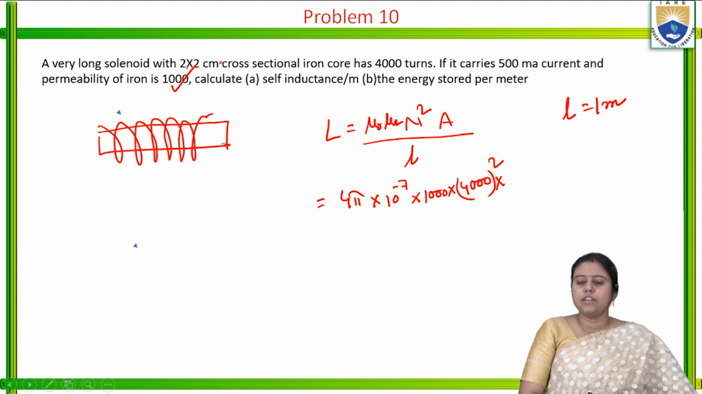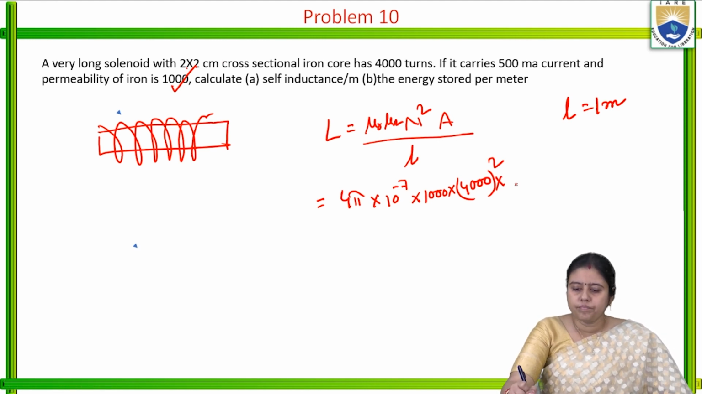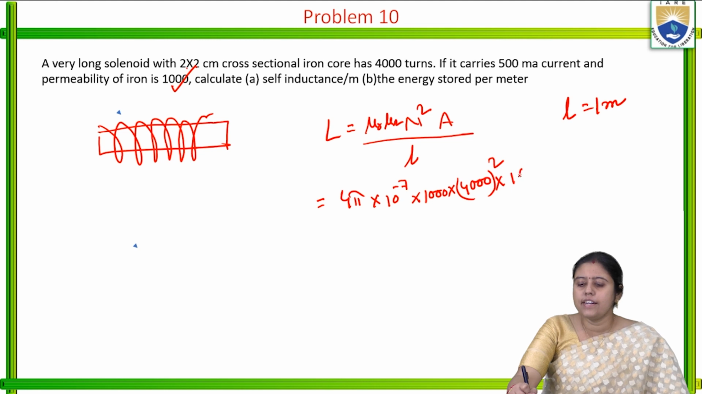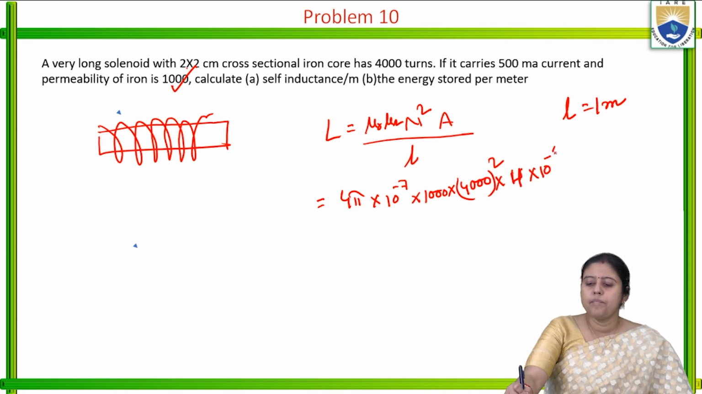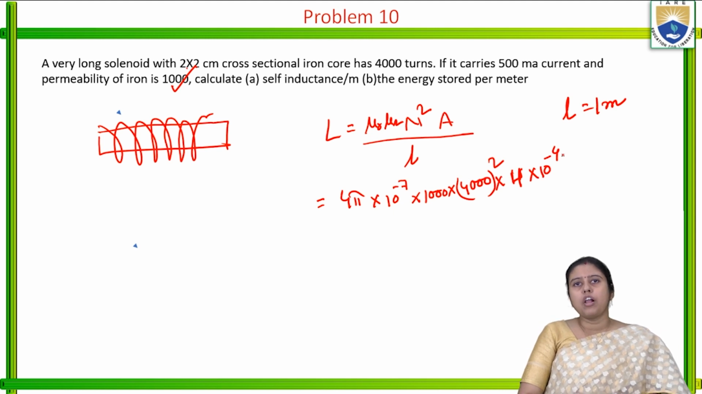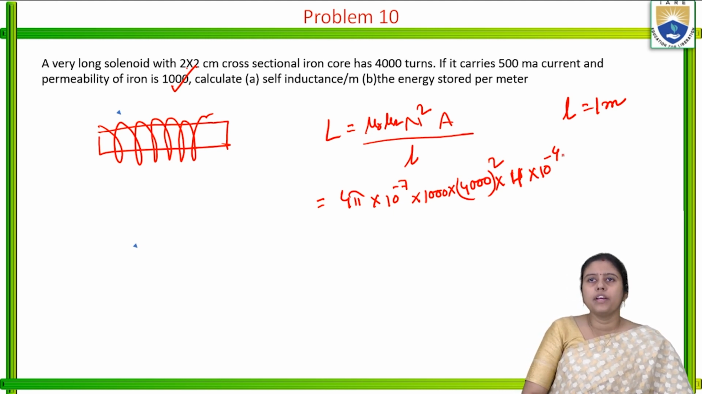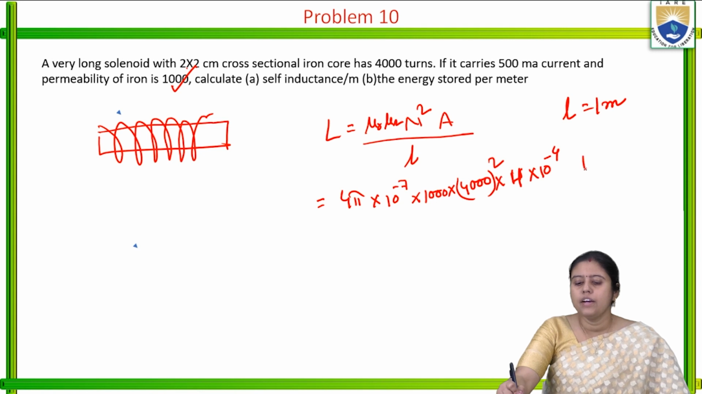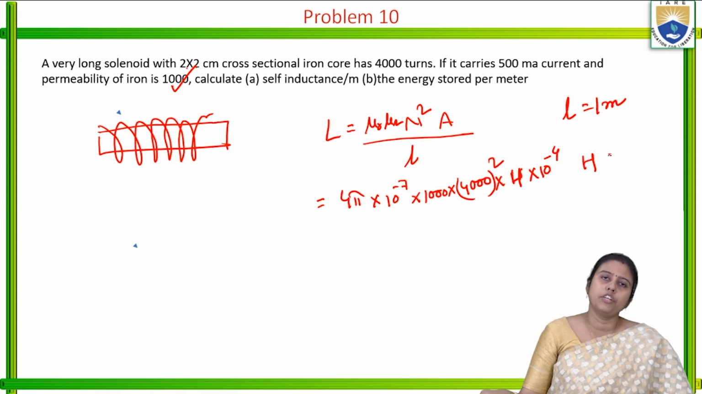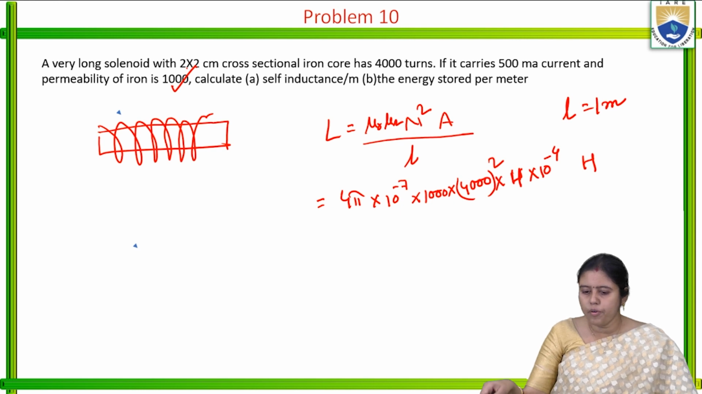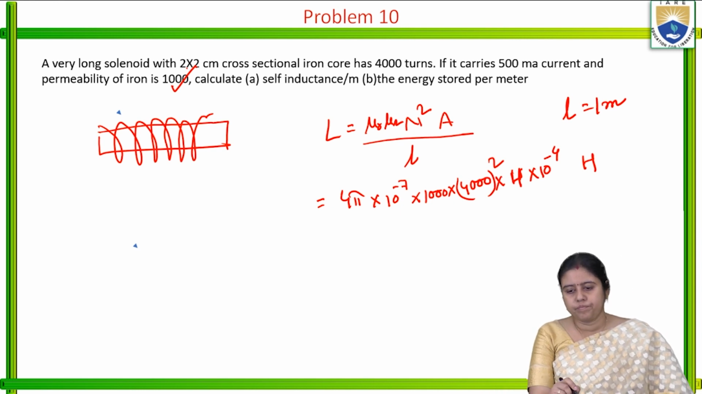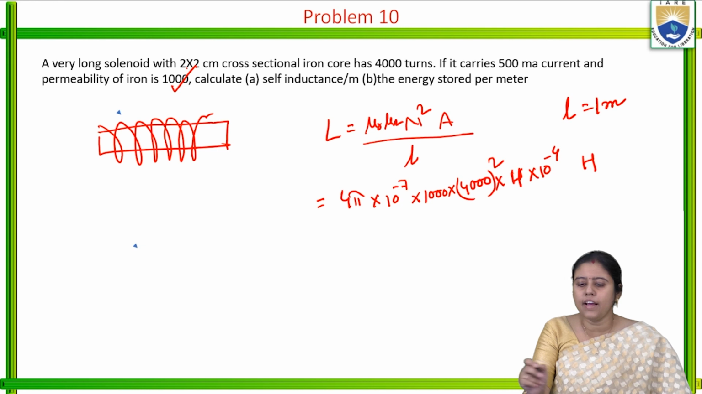2 into 2 centimeter means it is 4 centimeter square. So 4 into 10 to the power minus 4. So if we solve this equation, we will get the total inductance of the coil, in Henry.